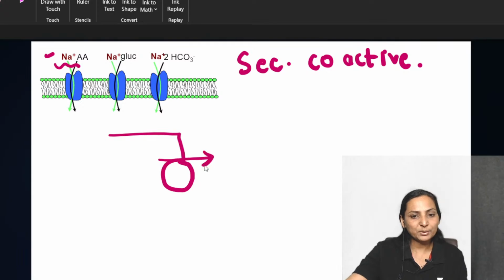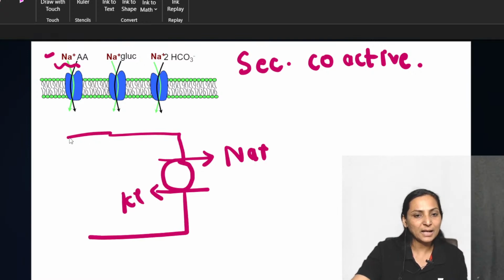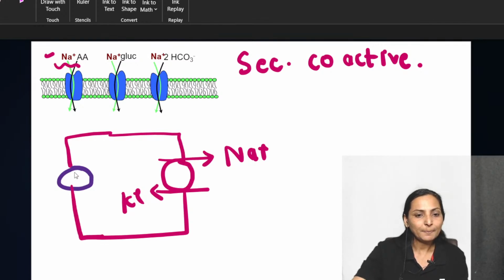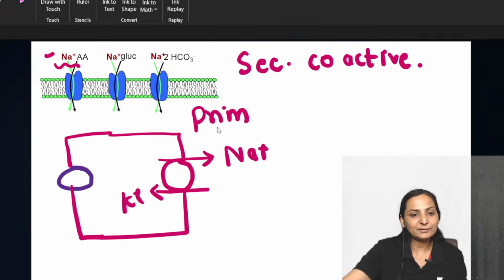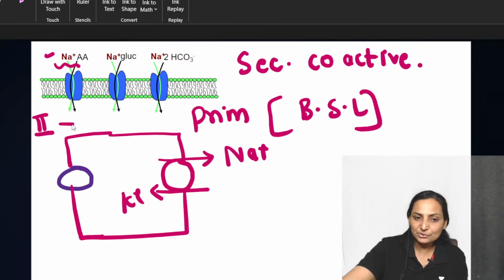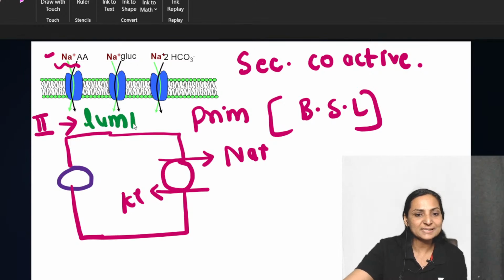So this is the sodium potassium pump on the basolateral side, and this is going to be coupled with another transporter. Suppose that transporter is SGLT, right? Now why is this called primary? This is a primary active and this is my secondary active. The primary is going to be present on the basolateral side or the interstitial side, and the secondary is always present on the luminal side.